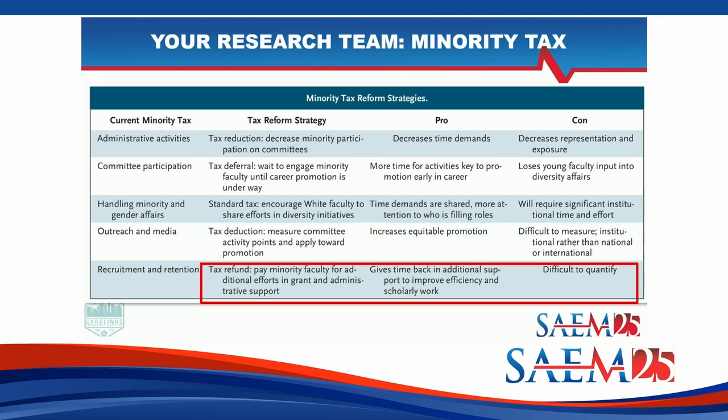And then the next is tax refund. That's kind of what it sounds like. For everything that somebody is doing that could be classified as a minority tax, you can actually pay them for their efforts in grant and administrative support.